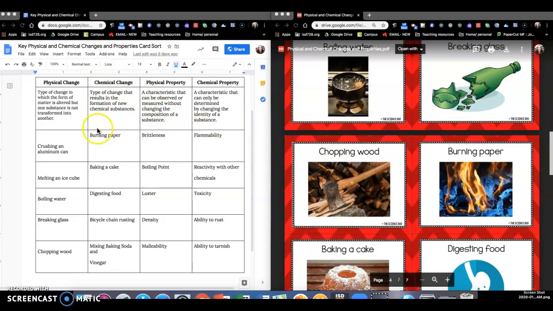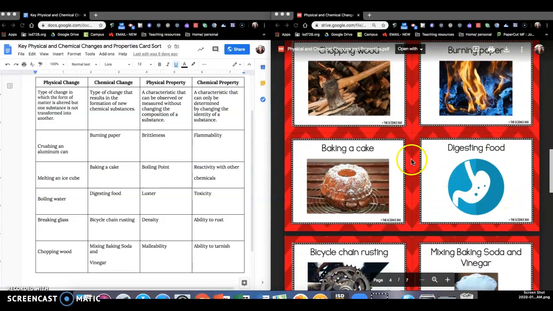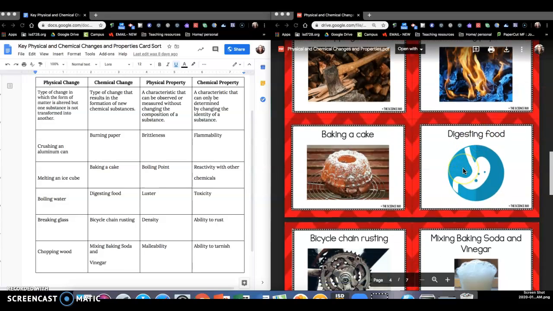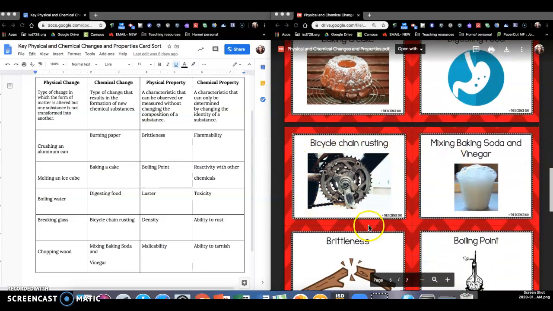Chemical changes often can't be undone. When I burn something, I can't unburn it. Baking a cake: I can't bake a cake and then decide I want to take my eggs back out of it. You can't undo it. Digesting food: when you digest food, a chemical change occurs in your body that changes it into a form your body can use to sustain itself. Rust is a chemical change. We can't undo rust. And if we mix baking soda and vinegar, some of you maybe have done that and it kind of explodes up, that's a chemical change. We can't undo that.